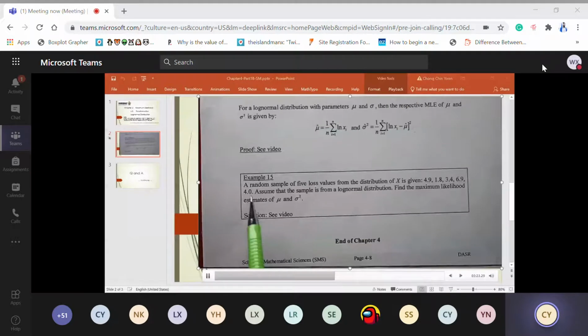Example 15. A random sample of 5 loss values from the distribution of X is given as follows. Assume that the sample is from a log normal distribution. Find the maximum likelihood estimate of mu and sigma square. So our aim is to estimate the mu and this sigma square, and to get this result we can use this formula.